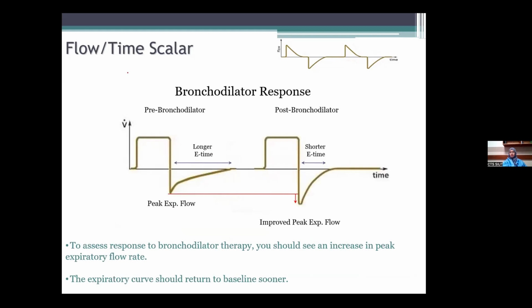Similarly, you can also appreciate the bronchodilatory response. So this is a patient, let's say an asthmatic, pre-bronchodilator and post-bronchodilator. So pre-bronchodilator, we can see that the E time is longer, that the peak expiratory flow is not as much as we would want for that patient. Post-bronchodilation, you will be able to appreciate a shorter E time or a better E time compared to the previous waveform, and an improved peak expiratory flow. And you will also see that the flow time scalar is returning to the baseline.